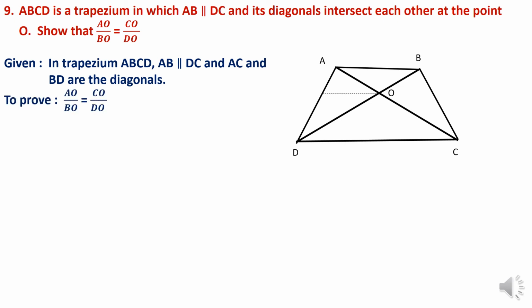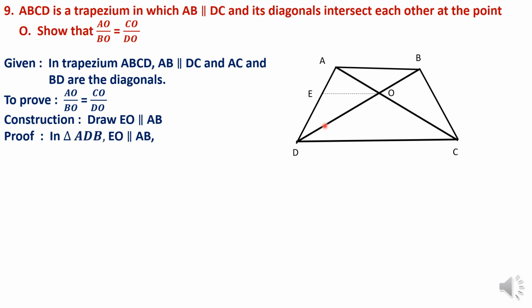Construction. Draw EO parallel to AB. Now consider the triangle ADB. EO is parallel to AB. By applying BPT, we obtain AE upon ED is equal to BO upon DO. Consider this as equation 1.